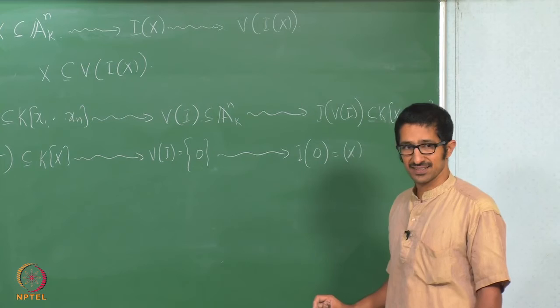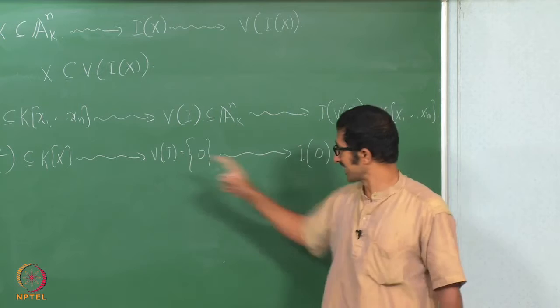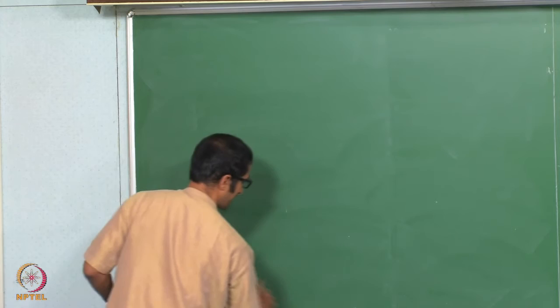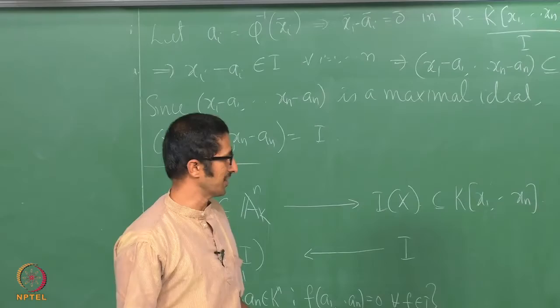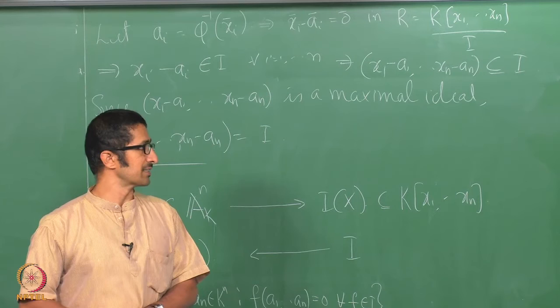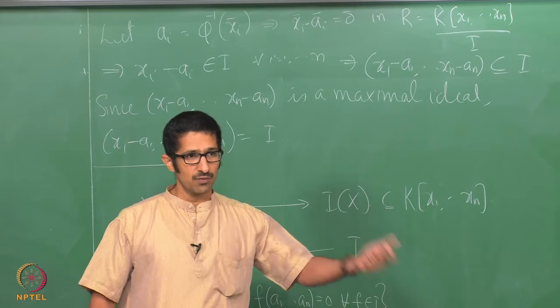So, what is the relation between these two? This ideal is contained here, and what is the exact relation between these two ideals? Can you give me a precise relation between the ideal generated by x square and the ideal generated by x? Yeah, or in other words, radical of this is this, and that is precisely what Hilbert's Nullstellensatz says: you start with an ideal, form the variety, and then take the ideal of that variety, what you get is nothing but the radical of the ideal that we started with.